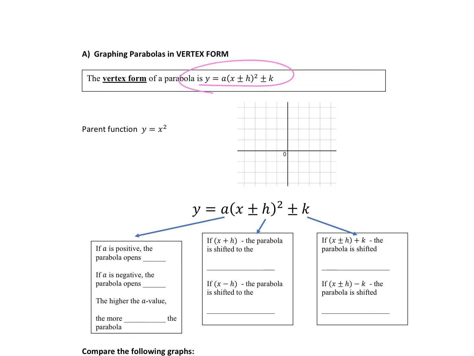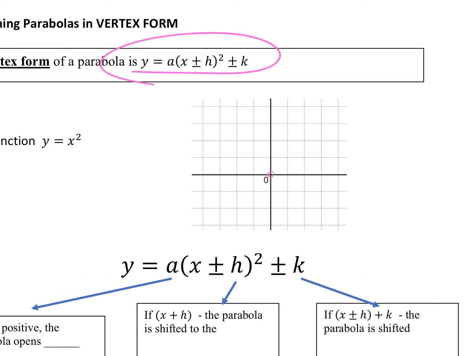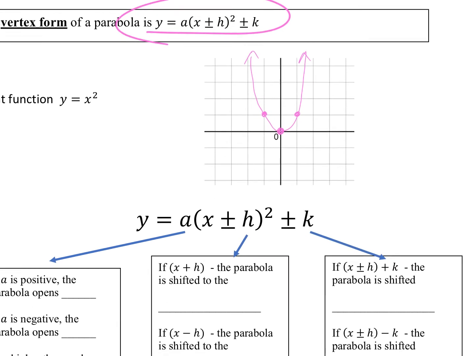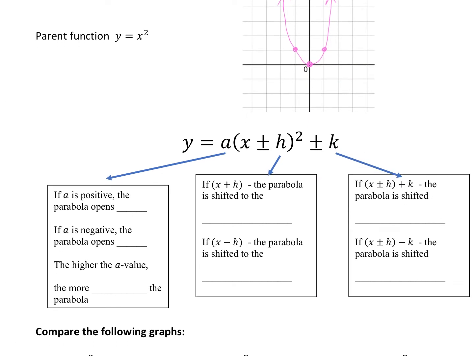That's all I need. So the parent function we know goes through 0, 0, and then 1, 1, and negative 1, 1. This is our parent function quadratic. However, if we add in some different details, we can transform it to be a little bit different. For example, if a is a positive number, we know the parabola opens which way? Up. If a is negative, the parabola opens down. Okay, now do we remember about the a value being a higher number or like a fraction? What does the higher number do to it? Makes it skinnier. The fraction makes it wider.